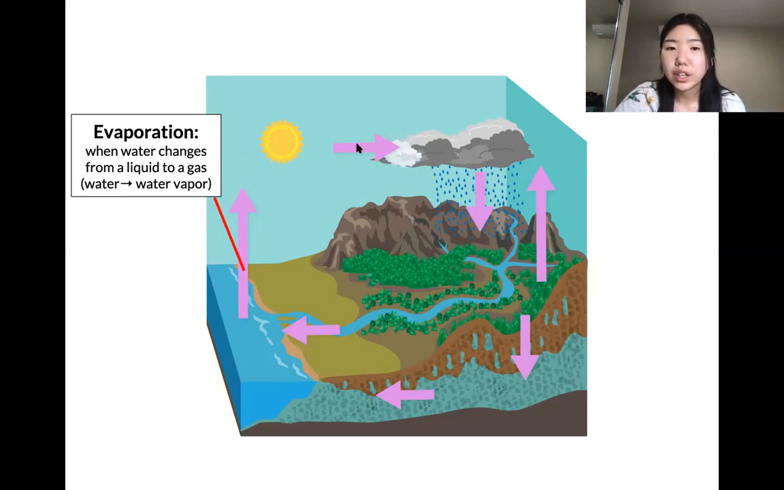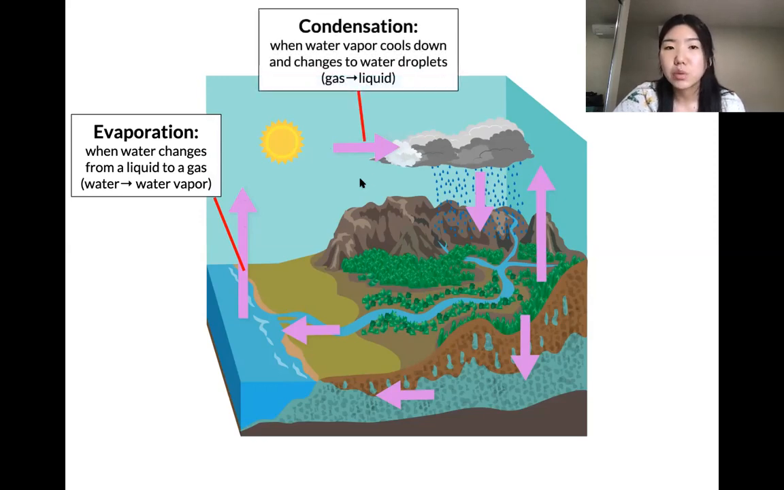Now this one over here shows that there was water vapor in the air and it's changing into a cloud, which is full of liquid water. So that one is condensation. That is when water vapor cools down in the cold atmosphere and changes to water droplets. So it's going from a gas to a liquid.